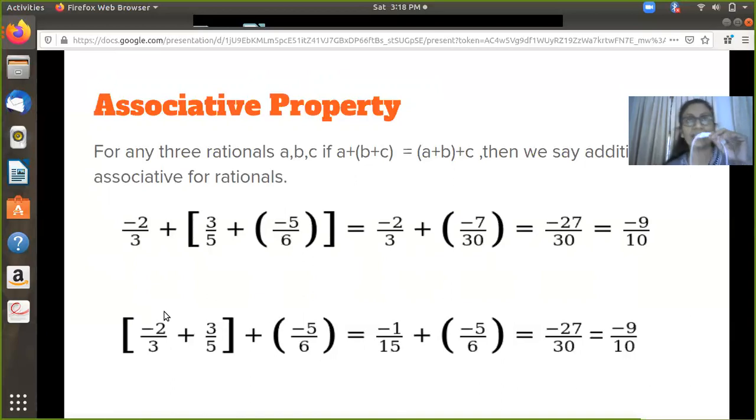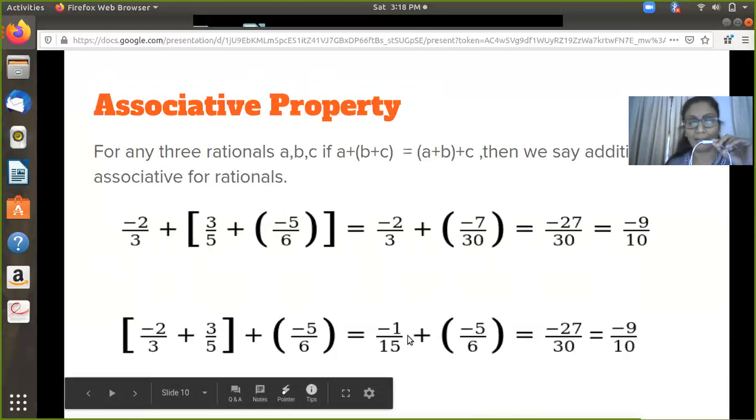So that was association of B and C and then getting added to A. Now moving on to the right hand side, now I associate A and B first and then add the sum to C. So I have a negative 2 by 3 added to 3 by 5, which gives me a negative 1 by 15, which is the sum of these two rationals I have associated. And then it is getting added to the third rational, that is negative 5 by 6.